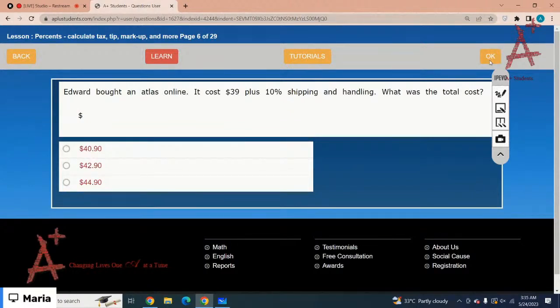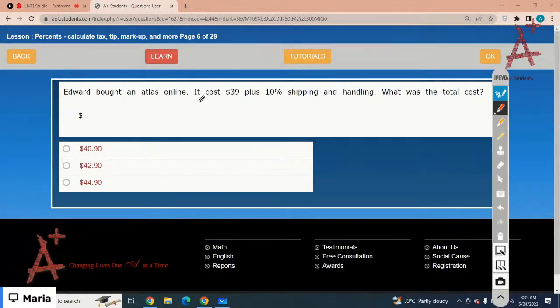Edward bought an atlas online. It cost $39 plus 10% shipping. So you have to calculate 10% of 39. Got it? It would be 3.9. That means the total amount he has to pay is 39 plus the shipping cost. It would be 42.90. So that means the total amount he has to pay is 42.90.